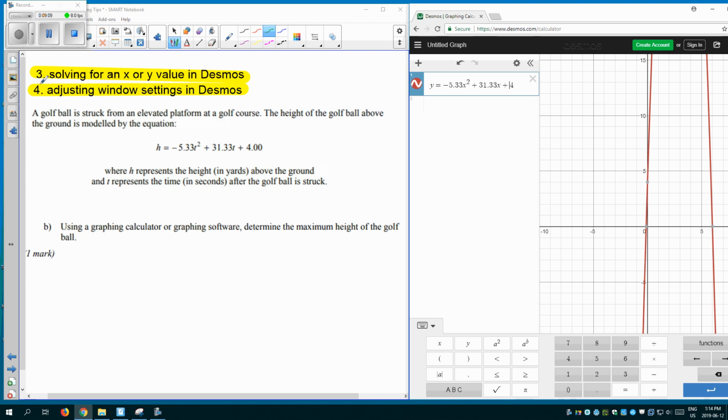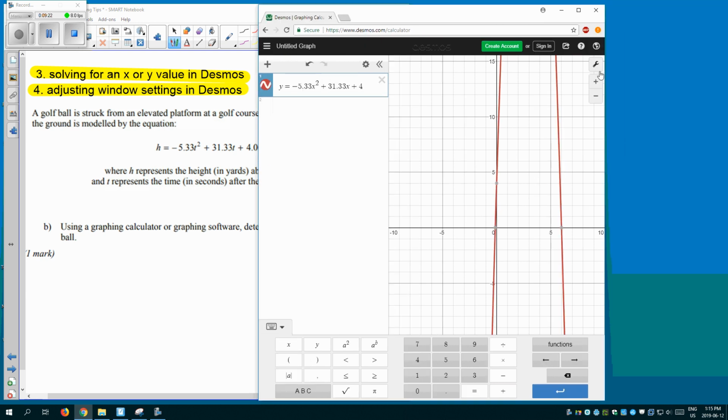How do we adjust our window settings in Desmos? We can't see all the main features of this graph. We just see skinny little lines going up and skinny lines coming down. And I want it to look nicer than that. So we always go to our graph settings. Can you see the wrench looking tool? That's what we're doing. And I've often told students to imagine that you're trying to cut out this image on a piece of paper. Where would you be cutting?